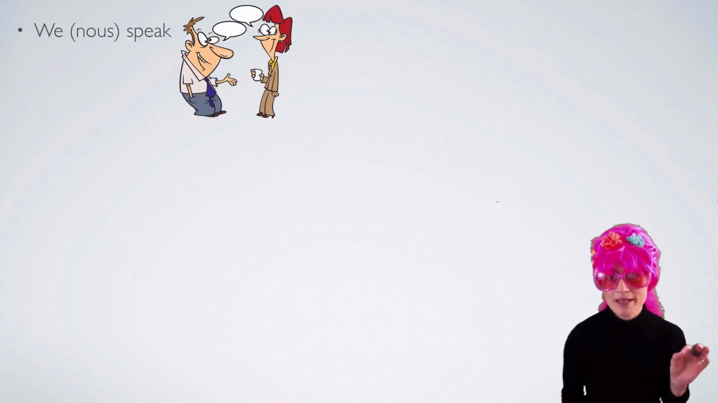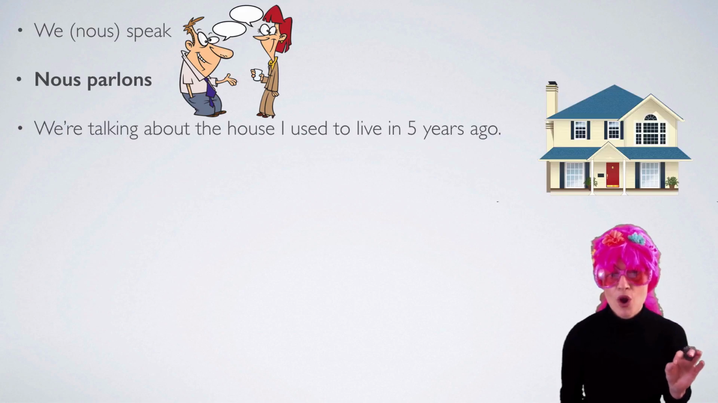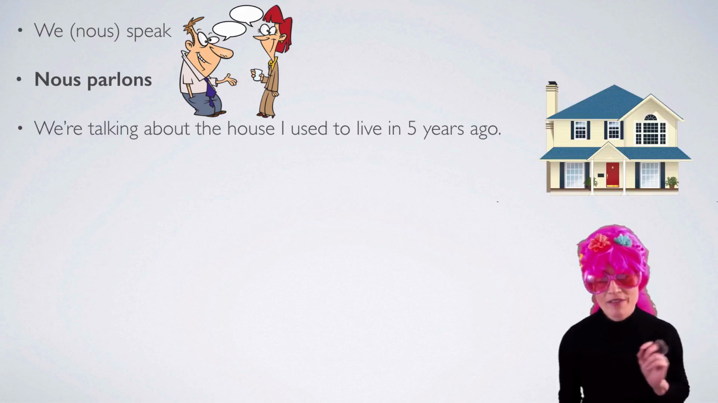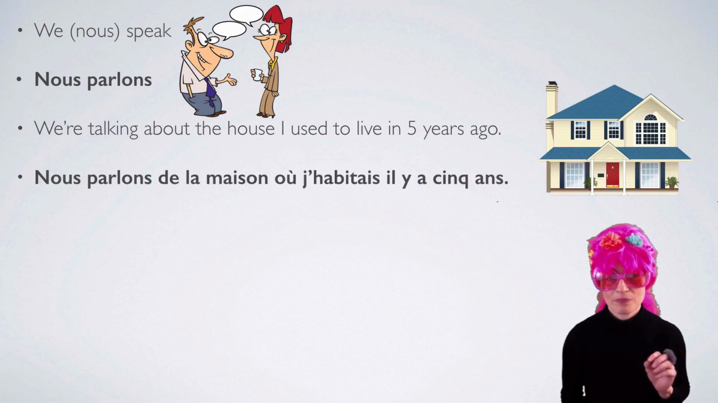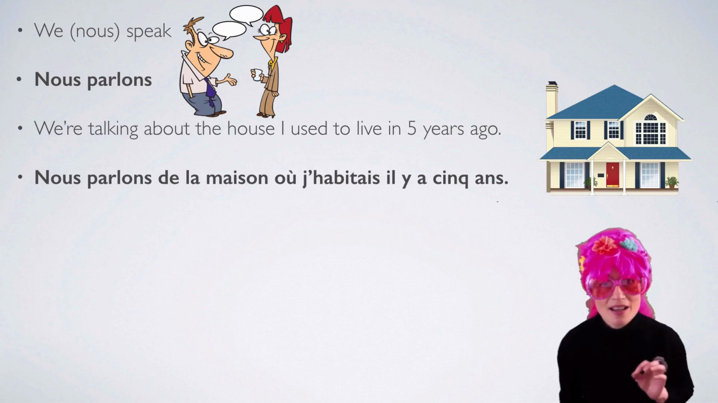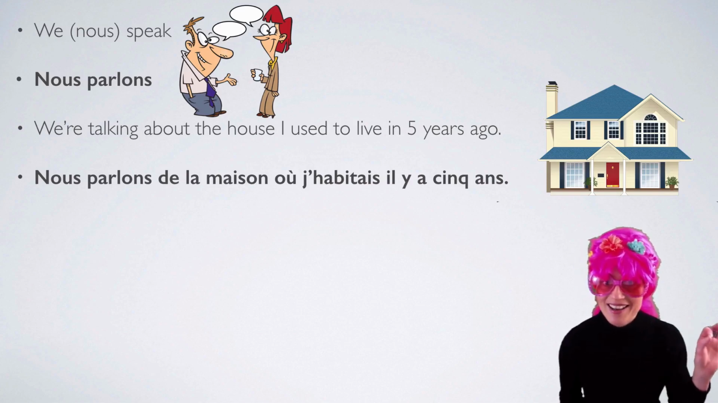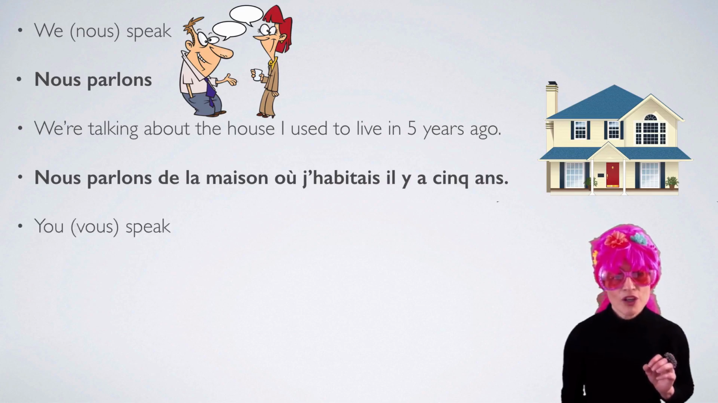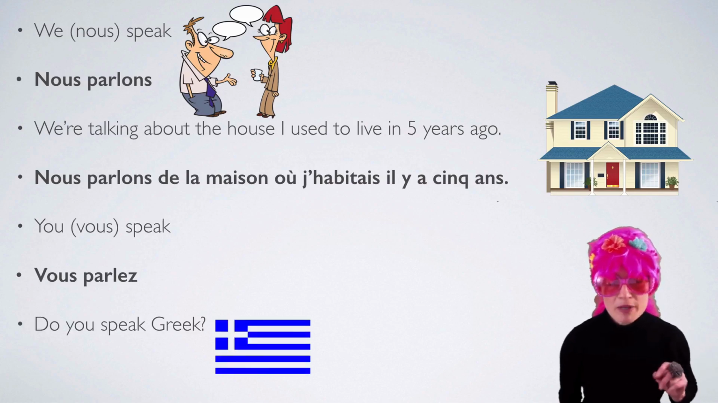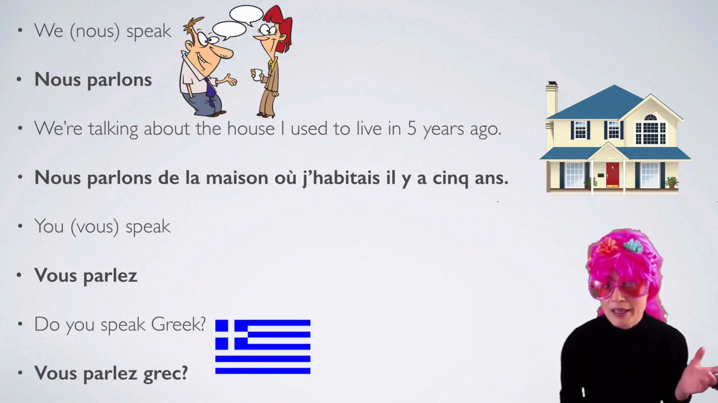Using nous, we speak. Nous parlons. We're talking about the house I used to live in 5 years ago. Pause. Nous parlons de la maison où j'habitais il y a 5 ans. You could say dans laquelle j'habitais. I used to live in the imperfect. Using vous, you speak. Vous parlez. Do you speak Greek? Vous parlez grec?